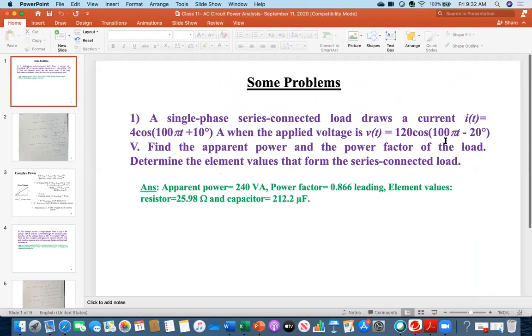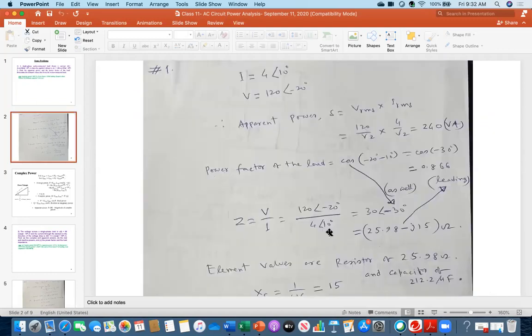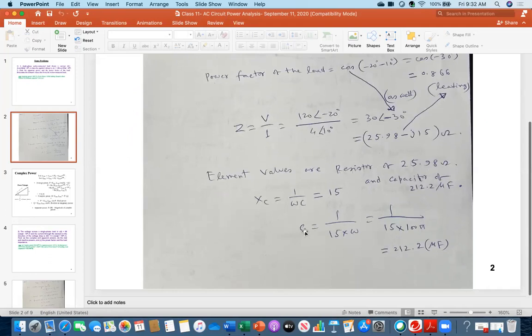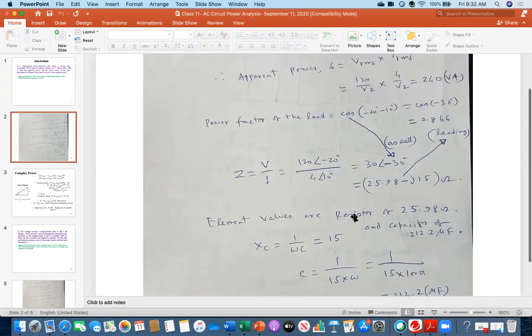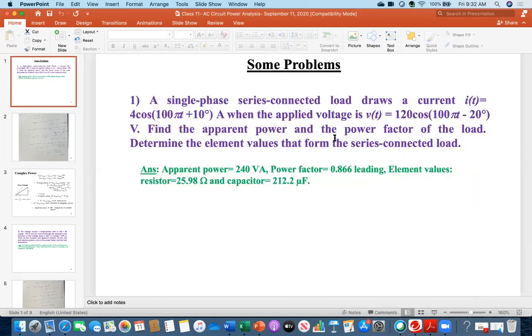omega t. This means the omega value is 100 multiplied by pi. So to calculate 1 over omega C, I plug in the omega value of 100 pi. Finally I calculated 212.2 microfarad. That is my capacitor value. This means that this circuit had two components, resistance and capacitor. That was the meaning of that.